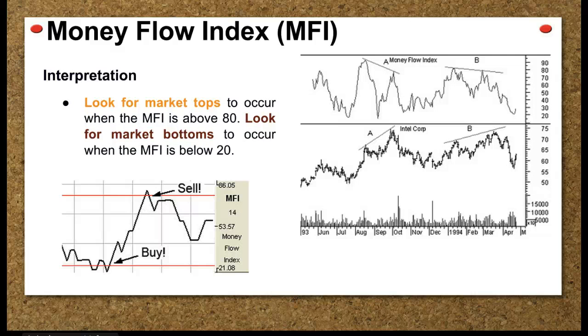Another type of interpretation is market tops and bottoms, which we'll focus on a little more. We want to look for market tops to occur when the money flow index is above 80, and we want to look for market bottoms to occur when the money flow index is below 20. So you can see from this graph here on the left, here's 20, and when it gets below, we want to buy because we can predict that perhaps the price will start to rise. Same thing when we have a top. When we get above 80, we might want to sell because the market is expected to go down.